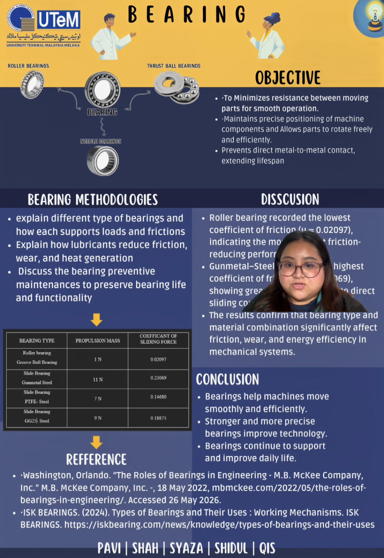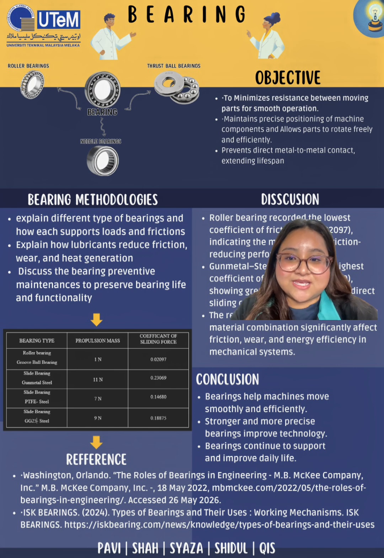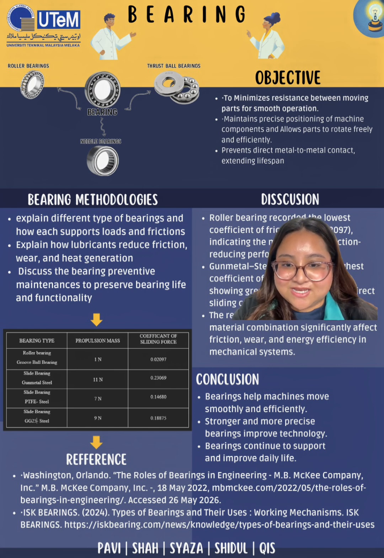The first objective of using bearings is to minimize resistance between moving parts. When two surfaces move against each other, friction is produced. Excessive friction can cause energy loss, heat generation, and wear. Bearings can reduce this friction, allowing the machine to run more smoothly and effectively while consuming less power.